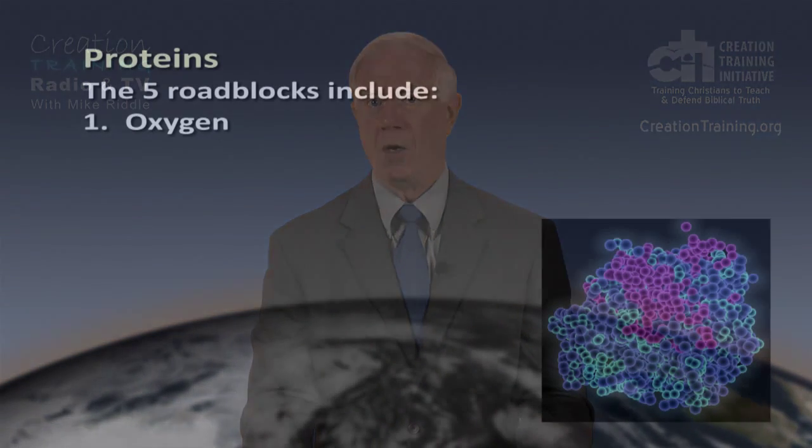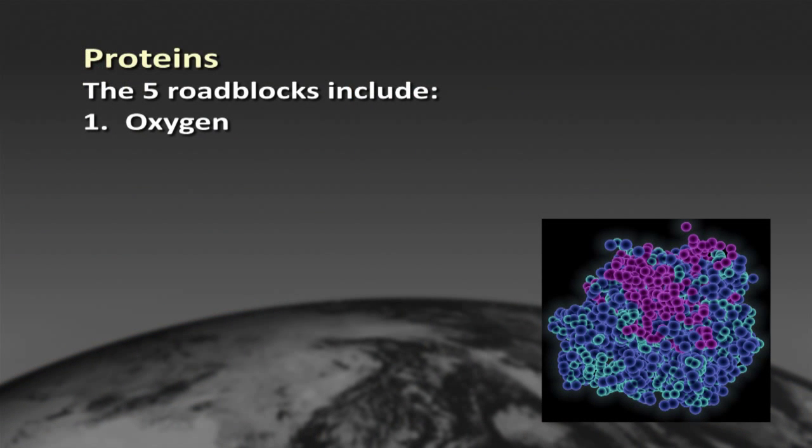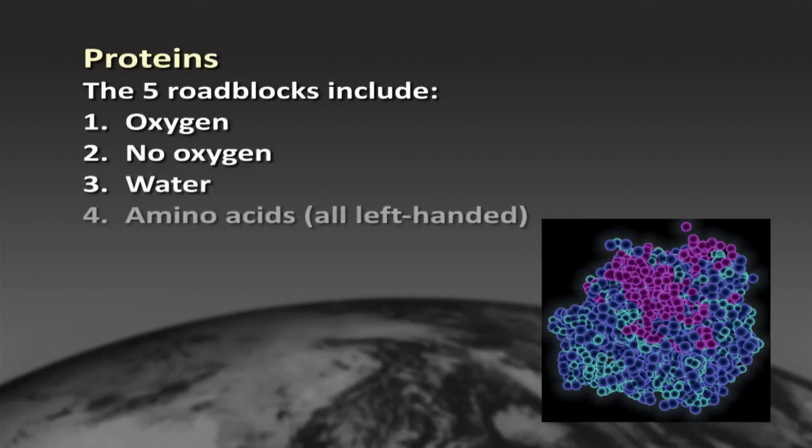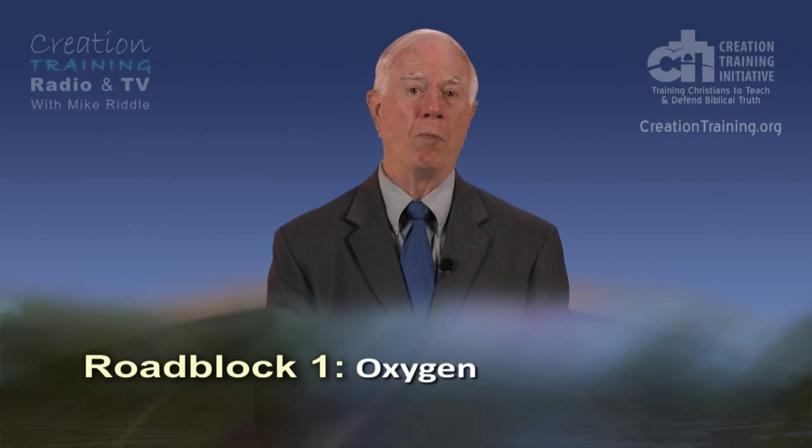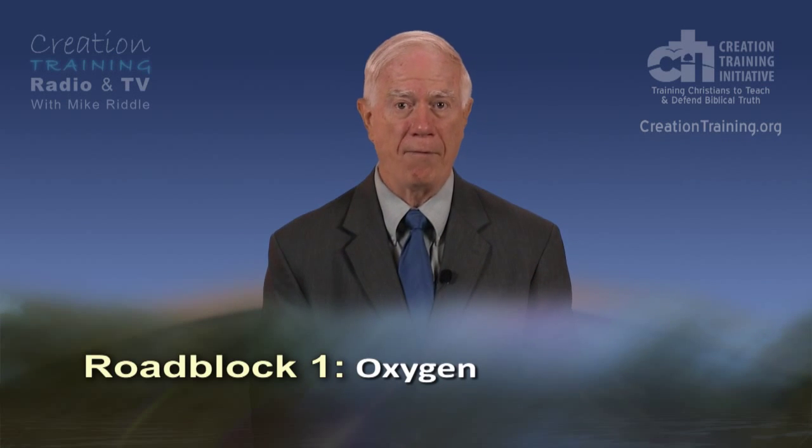So what are these 5 roadblocks? Well, number 1 is the problem of oxygen. Number 2 is the problem of no oxygen. Number 3 is the problem of water. Number 4 is the problem of amino acids. And number 5 will be the problem of order. So those will be the 5 roadblocks we'll go through. So let's start with roadblock number 1, the problem of oxygen.